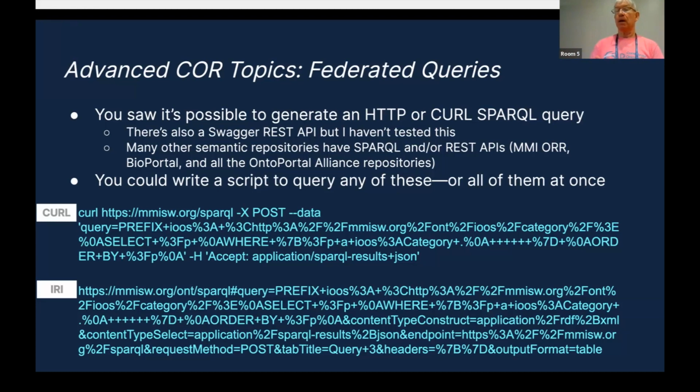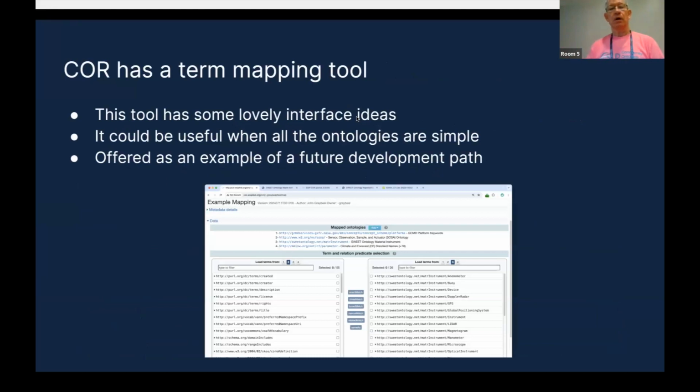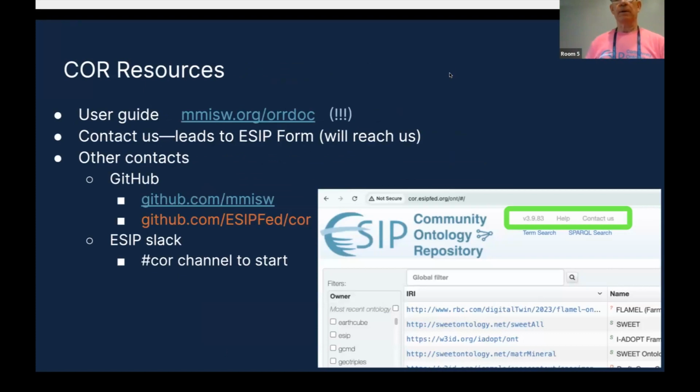There's also a REST API documented in the help text, which I didn't cover. You could just play with the scripting to go through those processes. Next slide. No, we're not going to see this in action. COR does have a term mapping tool, which is quite old and has some nice interface ideas, but the science and technology and standards of term mapping have evolved quite a bit since then. So consider this more a prototype UI for now, and we'll come back later to see if we should add more features to that.